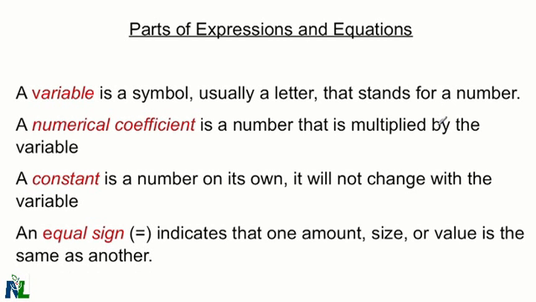There are different parts of expressions and equations. A variable is a symbol, usually a letter, that stands for a number. A numerical coefficient is a number that is multiplied by the variable. A constant is a number on its own. It will not change with the variable. An equal sign indicates that one amount, size, or value is the same as another, and we now know that equal signs are only in equations and not expressions.